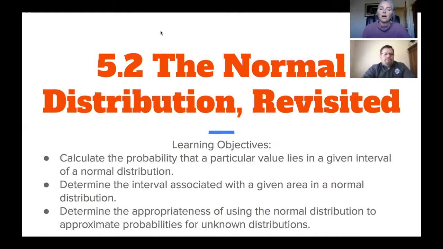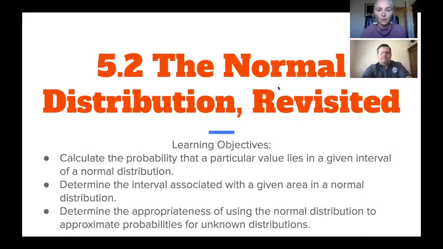Okay. So our learning objectives here: calculating the probability that a particular value lies within a given interval of the normal distribution, determine the interval associated with a given area, and determine the appropriateness of using the normal distribution to approximate probabilities.